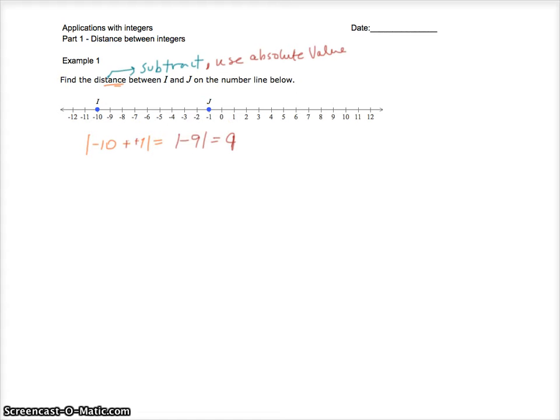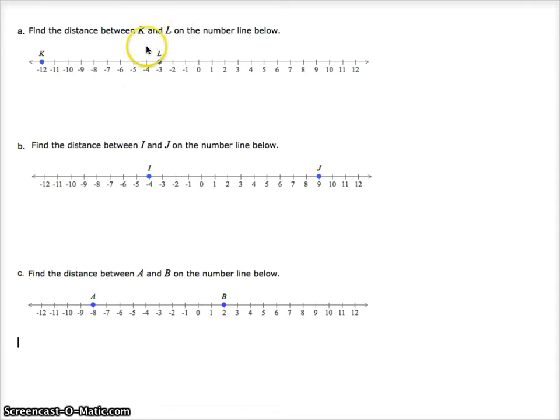Let's look at a couple of examples. It says find the distance between k and l on the number line below. So k is at -11 and l is at -3. So remember that distance is subtraction and its absolute value. So we're going to subtract, and we're going to use the absolute value.